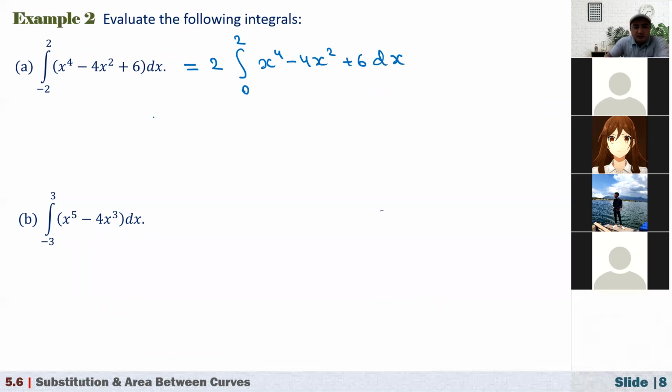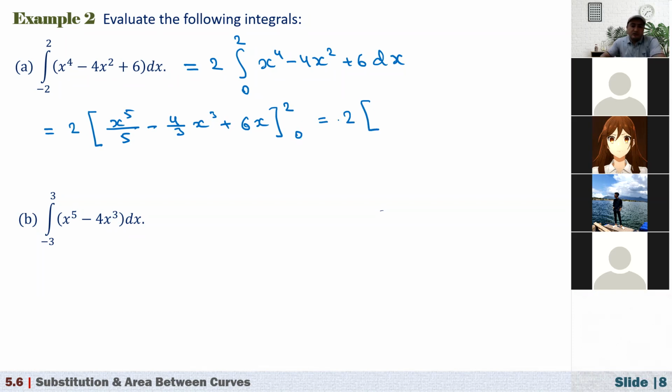Which is equal to 2 times x to the power of 5 over 5, minus 4 over 3 x cubed, plus 6x, from 0 to 2, which is equal to 2 times, at 0 everything is 0 because every term contains x, at 2, 2 to the power of 5 is 32 over 5, minus, here we have 2 cubed is 8, 4 times 8 is 32, again 32 over 3, plus 6 times 2, that's equal to 12.